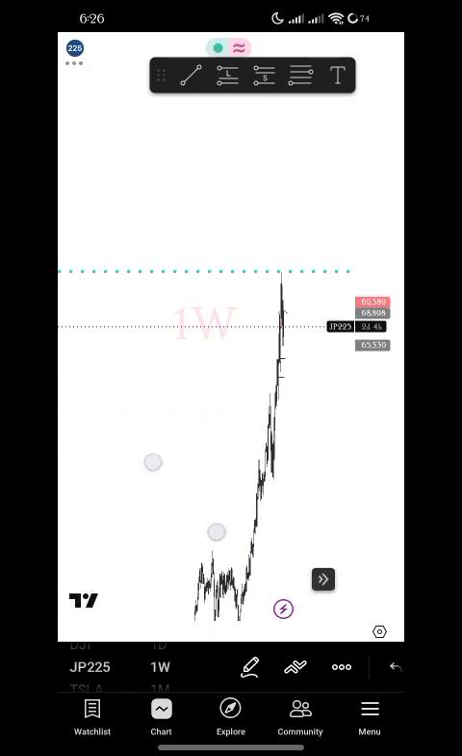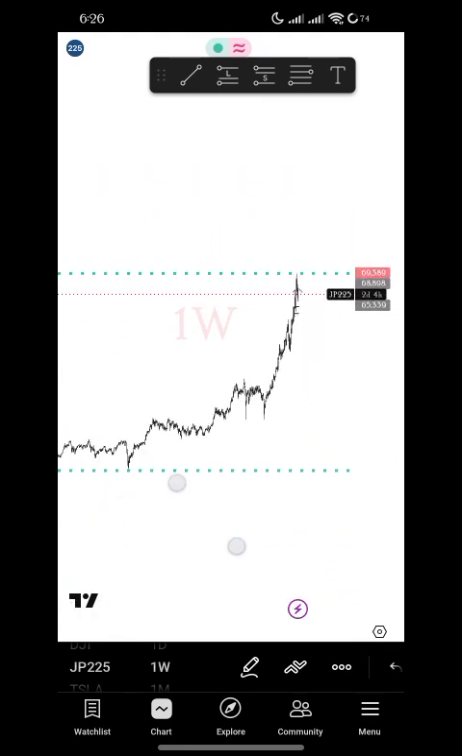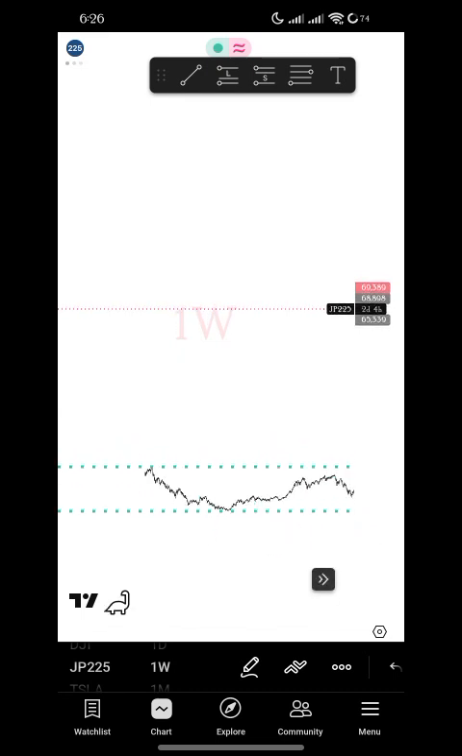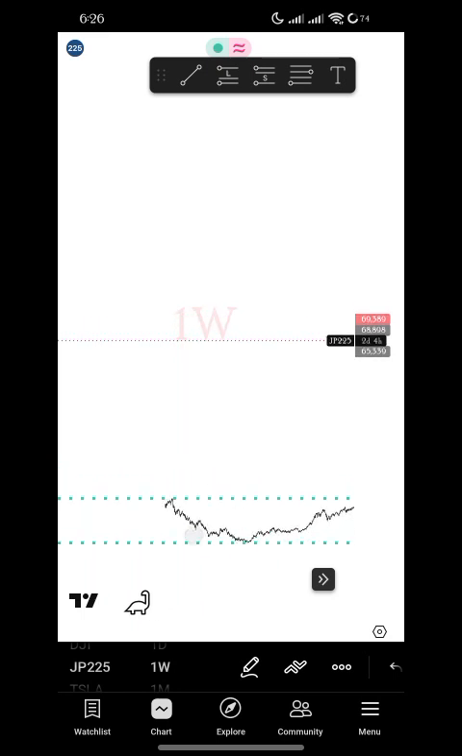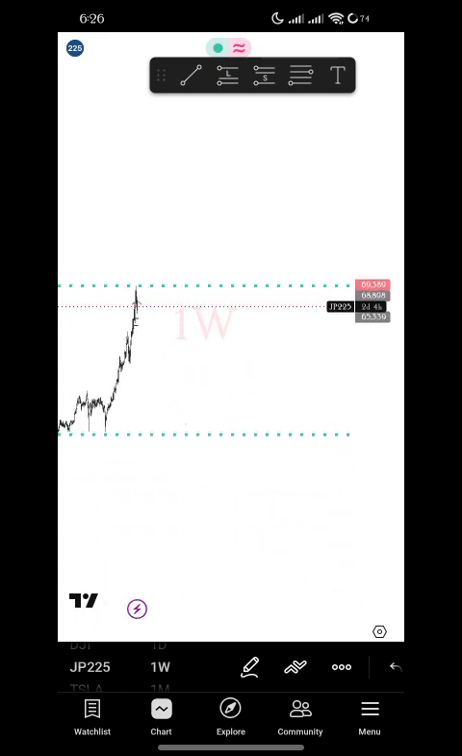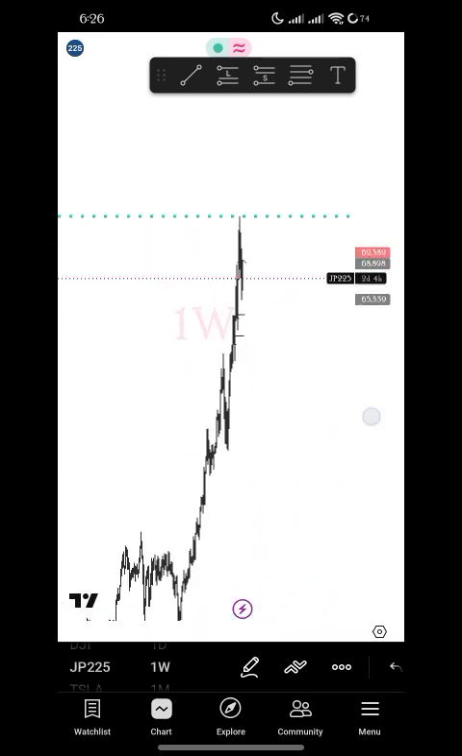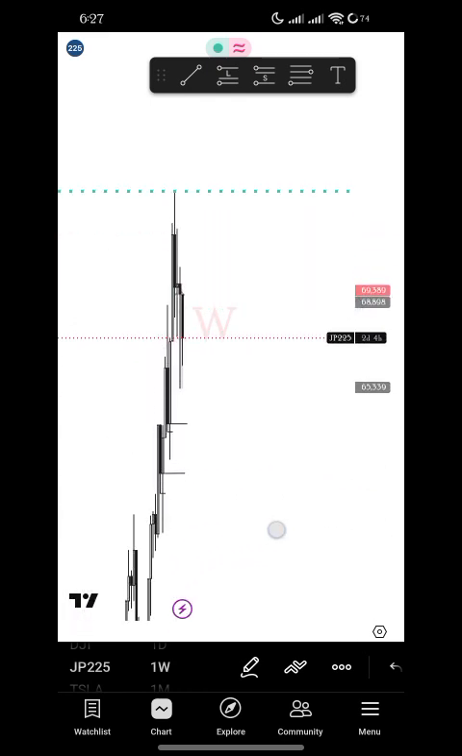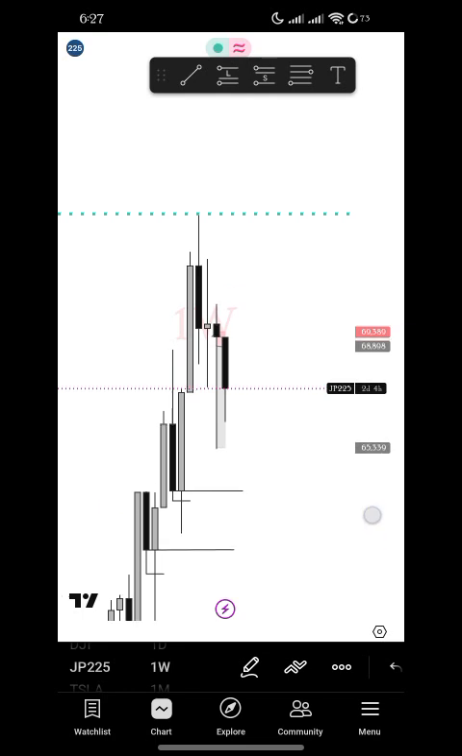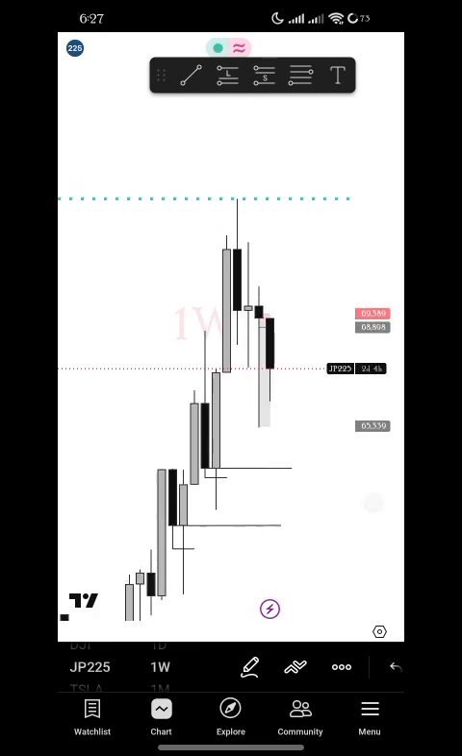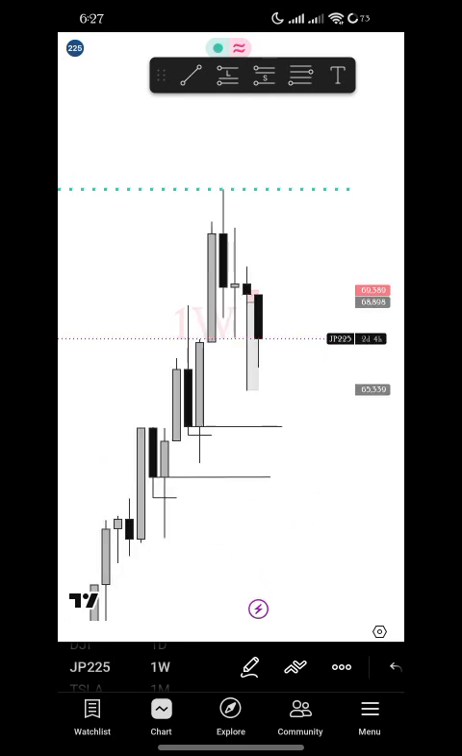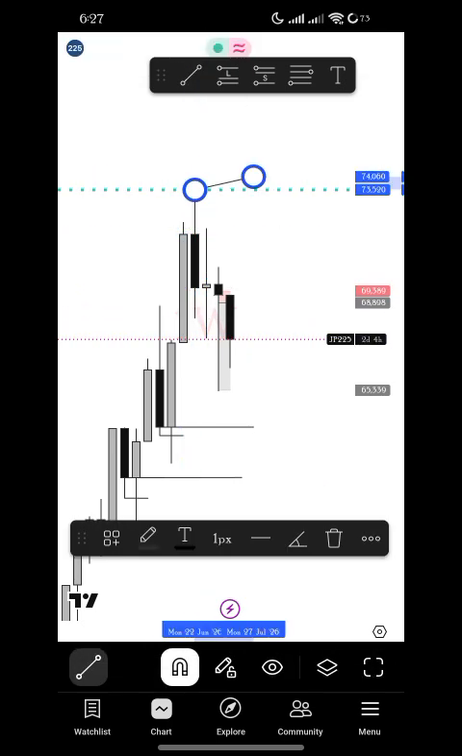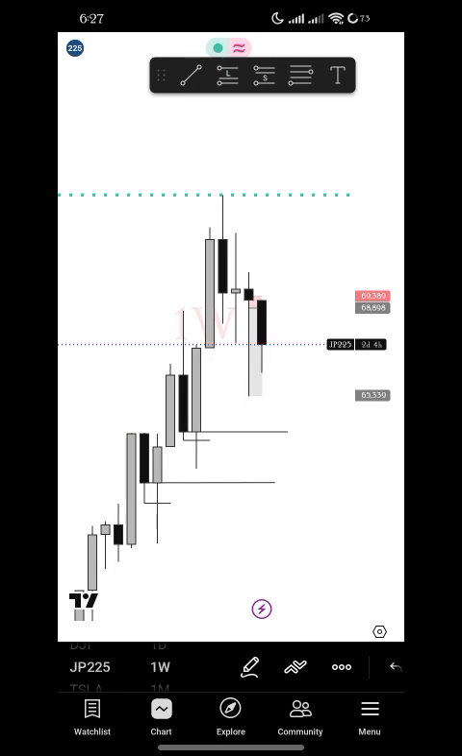If I look to my left side, I just want to make sure there is nothing on my left side that is possibly going to affect my analysis. Alright, so we are clean. There's nothing to the left side that can make price react to this key level or something like that. There's nothing. So we have our highest point here. This actually is our highest point.